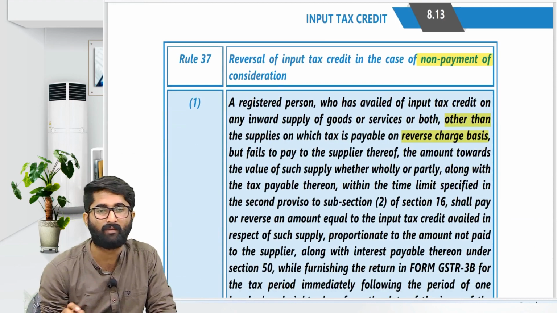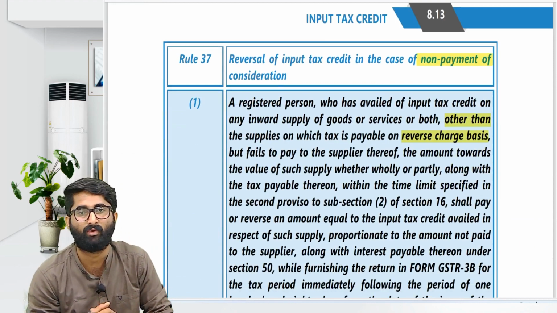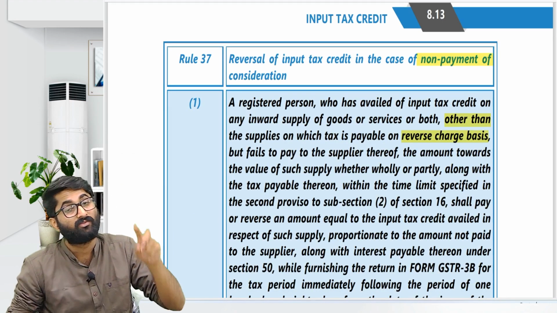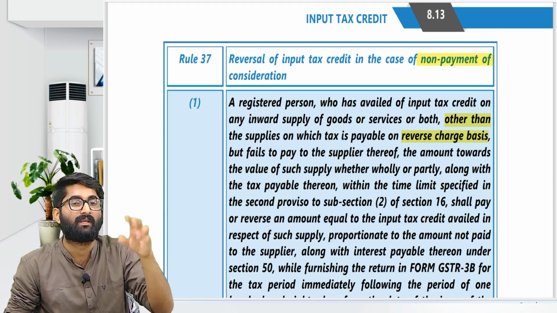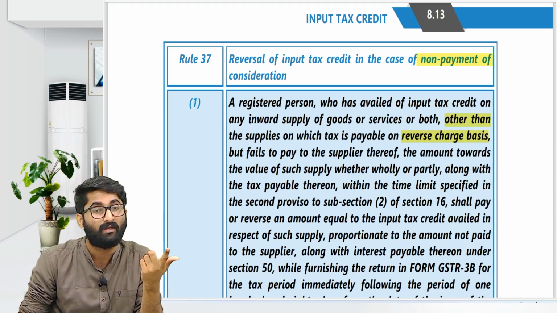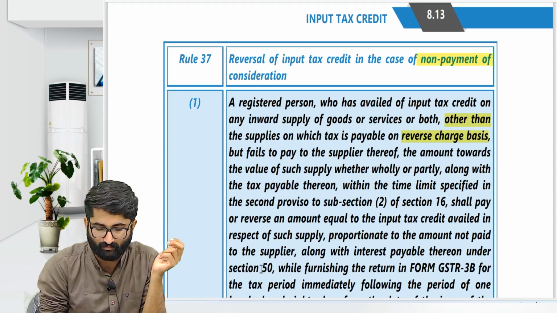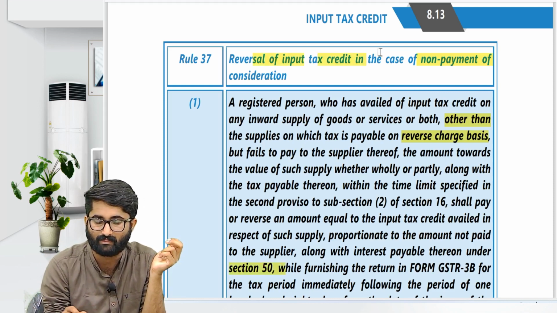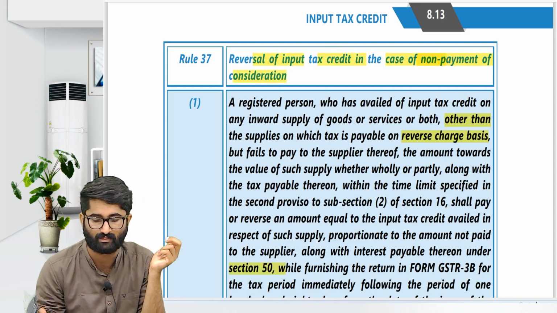If you remember, Rule 37 and Rule 37A. What is Rule 37? Remember, for Section 16 there was one proviso. That proviso says that within 180 days I have to pay the supplier. Otherwise, whatever ITC I have taken, I have to reverse. That is given in Rule 37: reversal of ITC in respect of non-payment of the consideration.